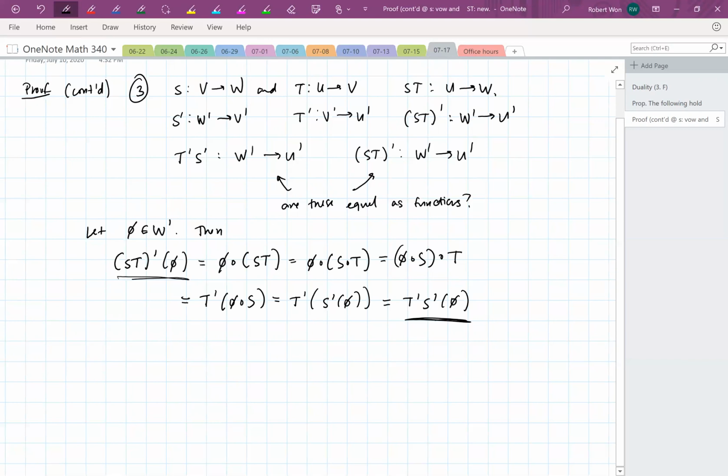And since that holds for every phi in W dual, it means that this function and this function are equal. So since this holds for all phi in W dual, this shows that the dual of ST is the same thing as T dual composed with S dual. Okay.